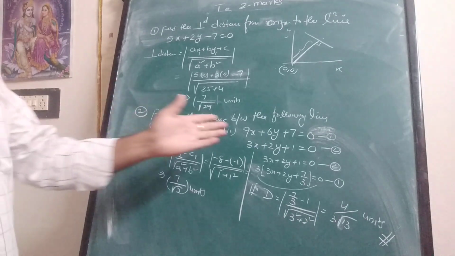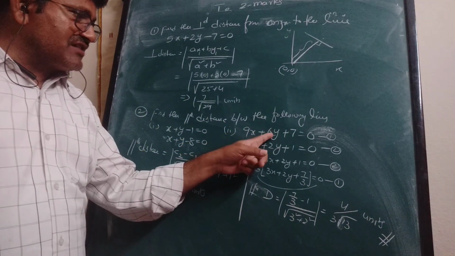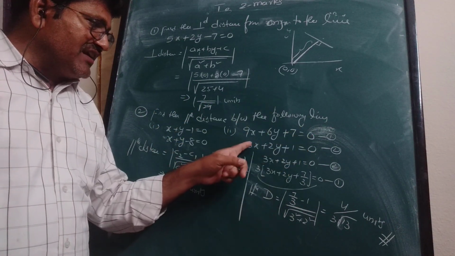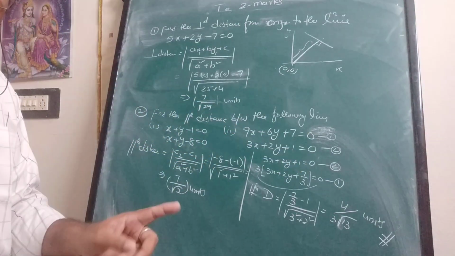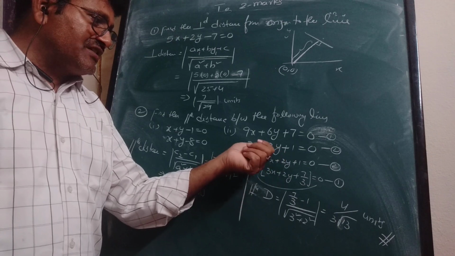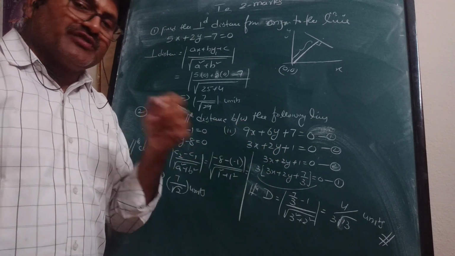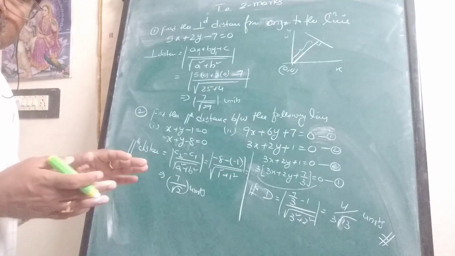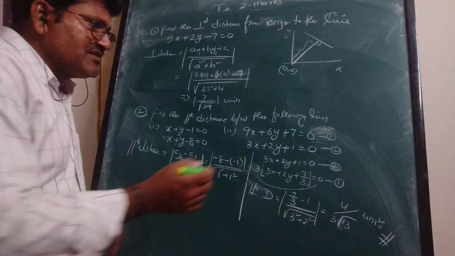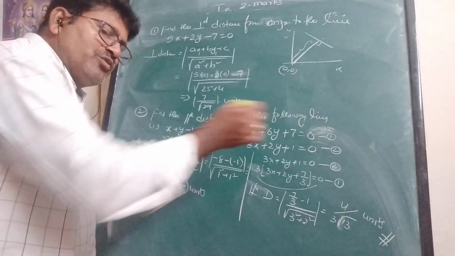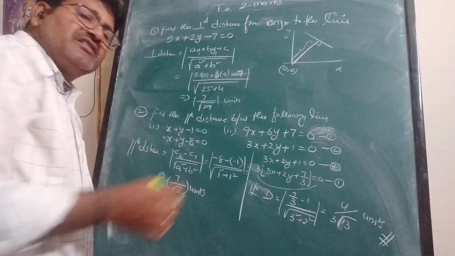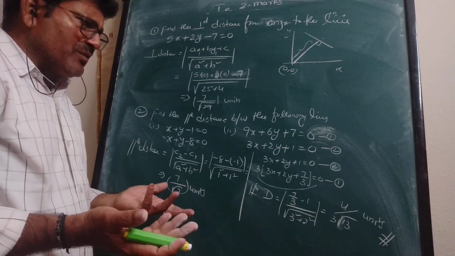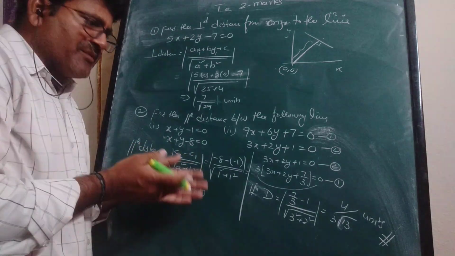Now you come across the second part. 9x plus 6y plus 7 equal to 0 and 3x plus 2y plus 1 equal to 0. But here the coefficients are not equal. Here the x coefficient is 3, y coefficient is 2. Here the x coefficient is 9, y coefficient is 6. We have to make the coefficients equal. Just take 3 common from equation 1 or multiply 3 to equation 2. No problem, both will be same. You will get the same answer.